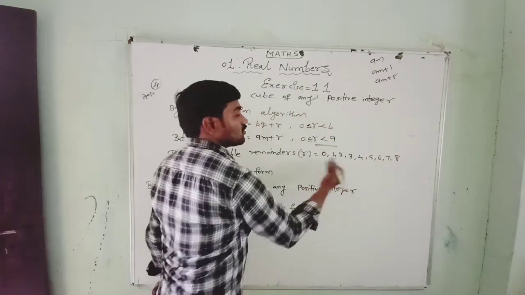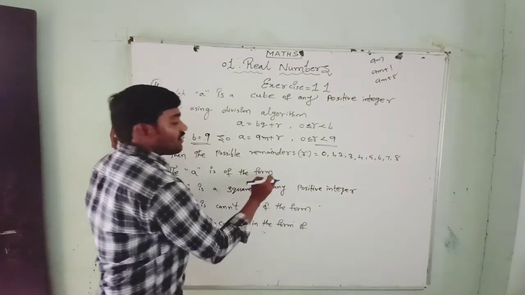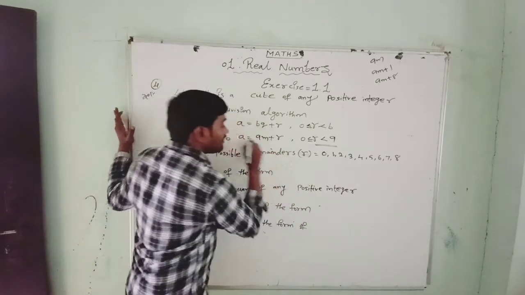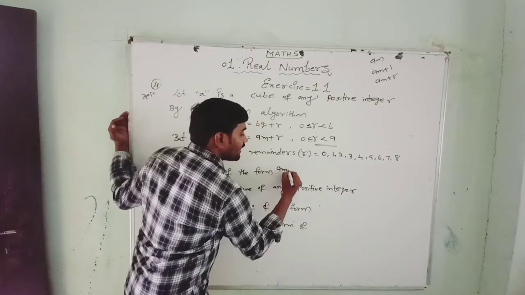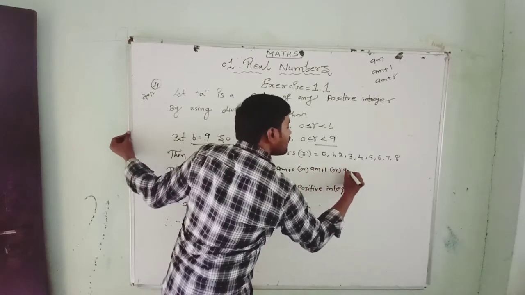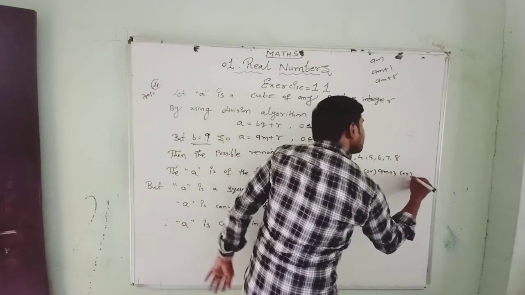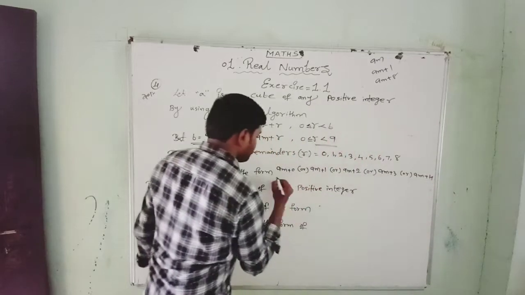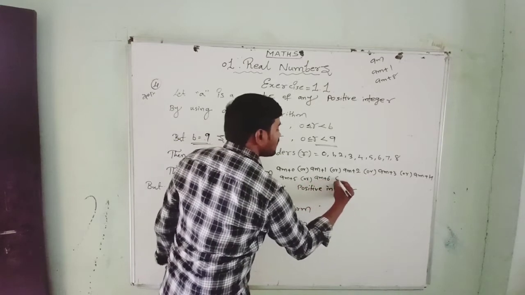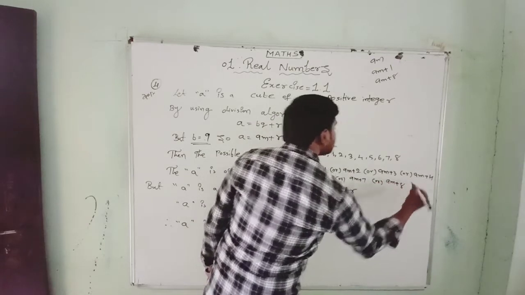Till less than 9 we have to write. So the possible remainders are 0 to 8. Then a is in the form of the cube of any positive integer. So a will be in the form of either 9m plus 0, 9m plus 1, 9m plus 2, 9m plus 3, 9m plus 4, 9m plus 5, 9m plus 6, 9m plus 7 or 9m plus 8.